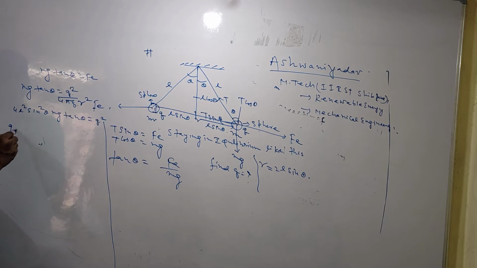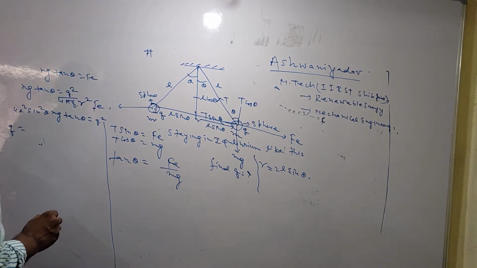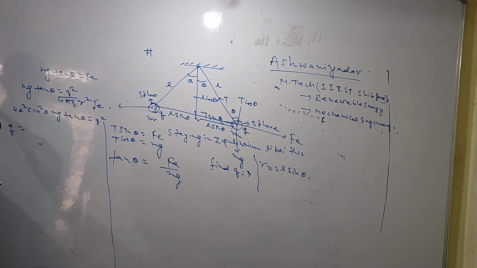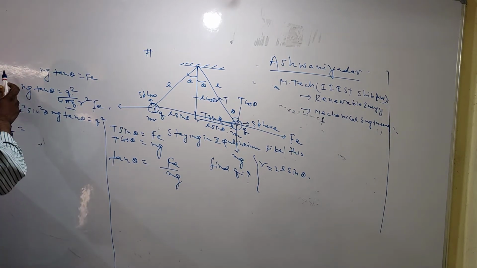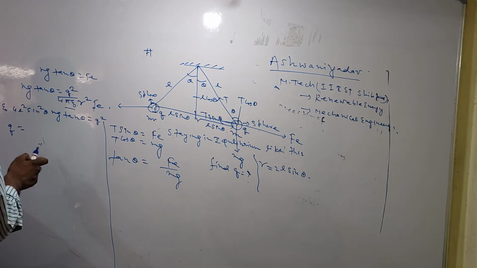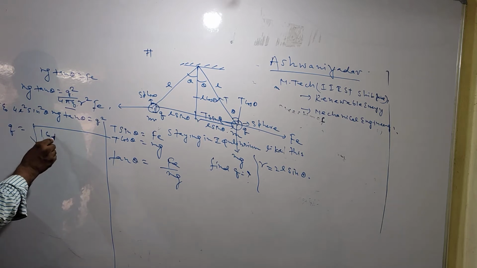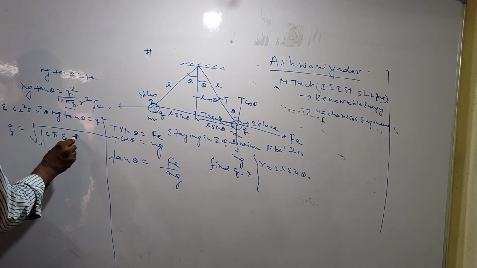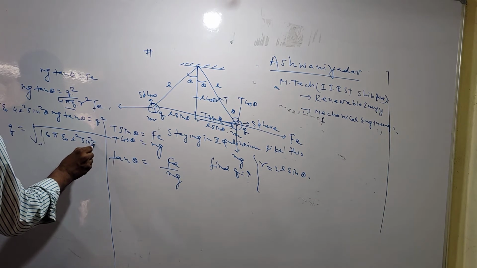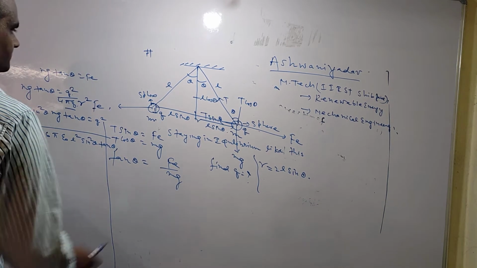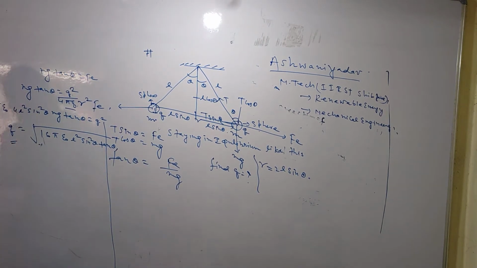So we have q is nothing but, multiply by 4 pi epsilon naught R square. Then q is under root, and we have 16 pi epsilon naught L square sin square theta and mg tan theta. This will be your charge. This was the charge. Okay, this is your answer.